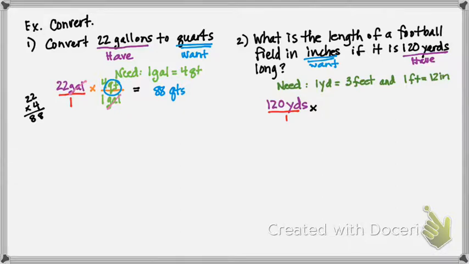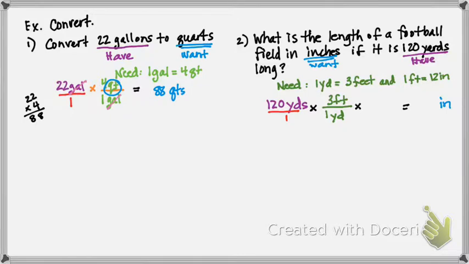So if I want something to go away, when I write it, I can write it so that the label I don't want is in the opposite location of its match. So since the yards were in the numerator, I have to put yards in the denominator. Okay, and that gives me 3 feet on top. But again, remember what my goal is. My goal is to have my answer in inches. Okay? So that means inches need to go on top. So let's see if that ends up happening.